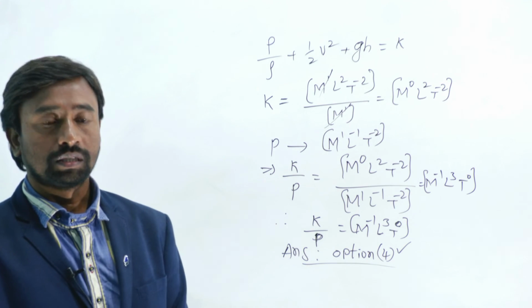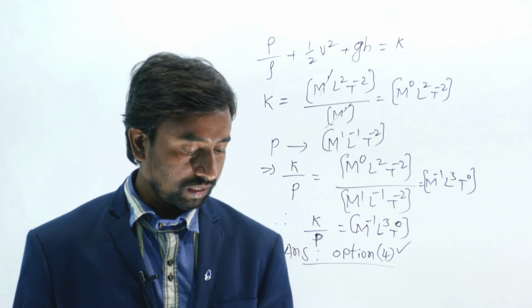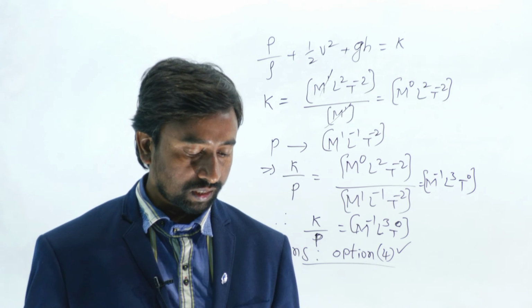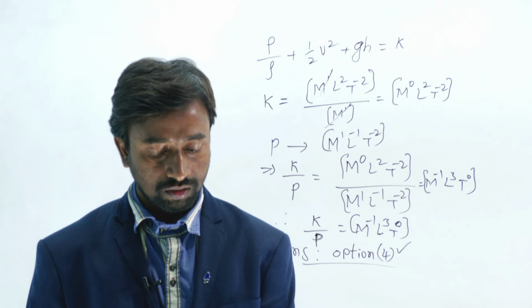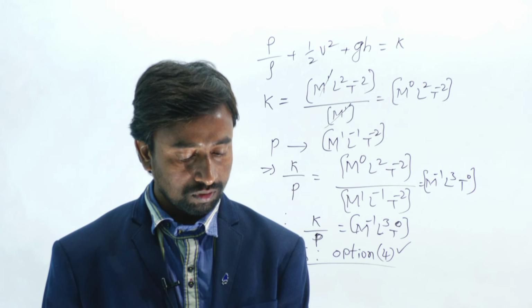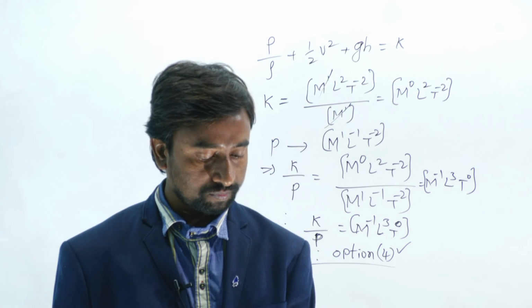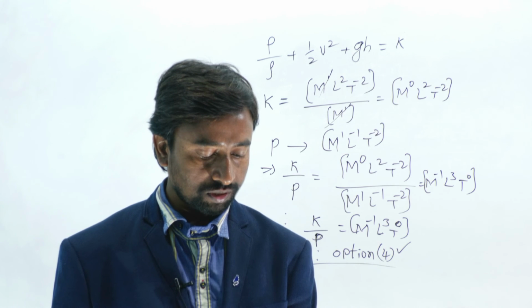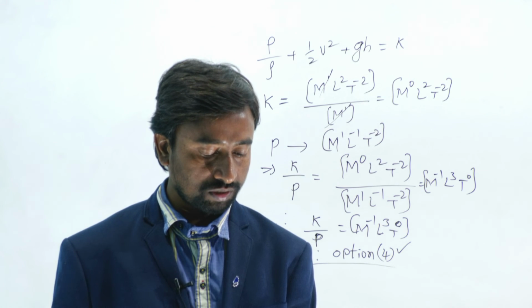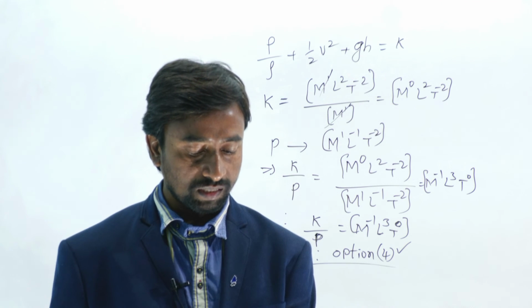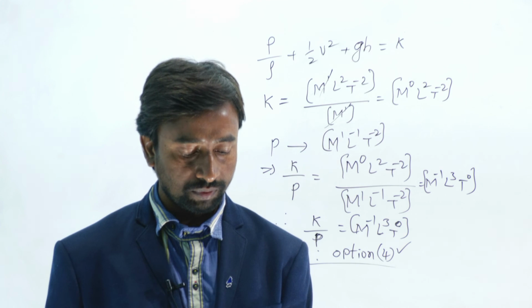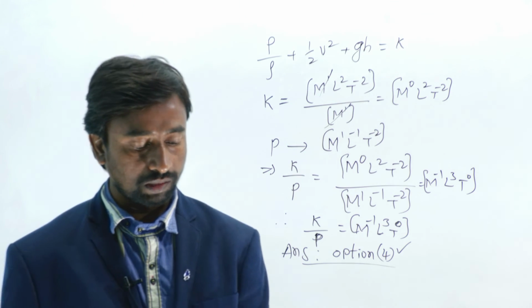Okay, so next up: the variation of pressure with the distance x is given by the relation P is equal to A plus x divided by B. Then what are the dimensions of A by B? The variation of pressure with distance is given by the relation A plus x divided by B. They are asking for A by B. Now the 20th, you see there.